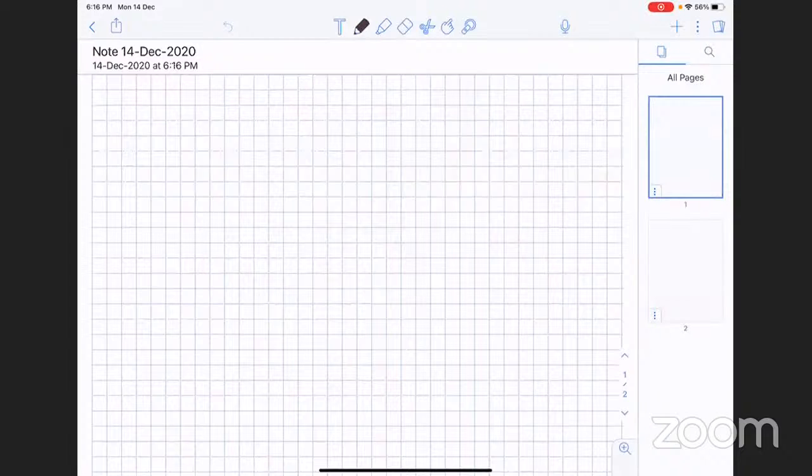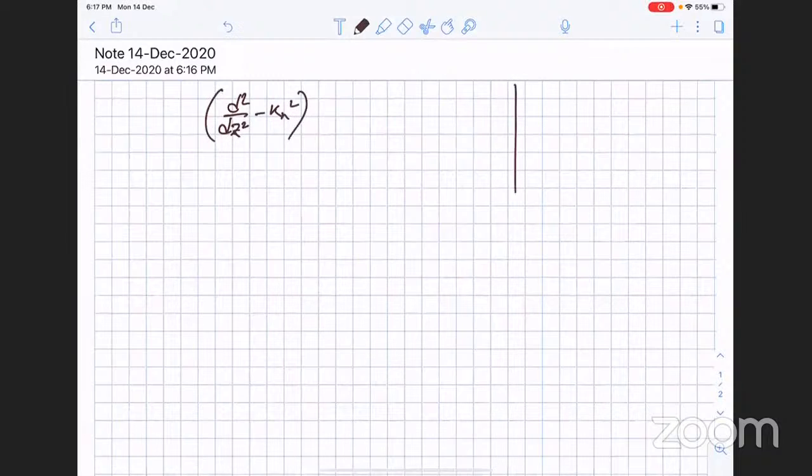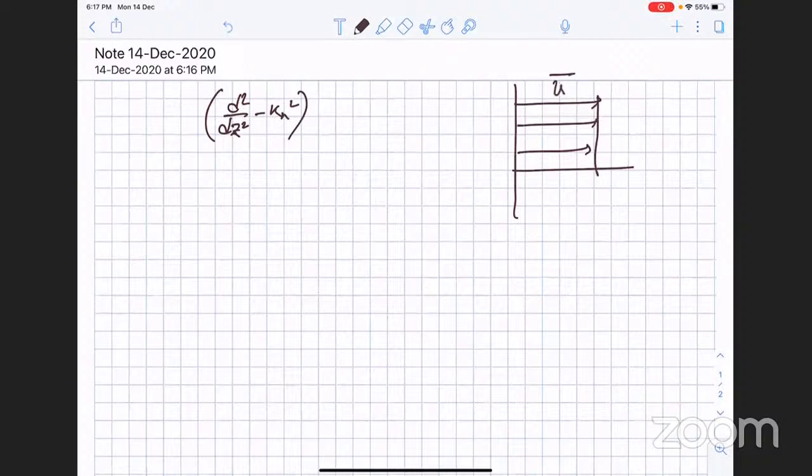Okay, so I'll just work out the algebra here and then go back. I was trying to do it there, but there were too many interruptions. So I have the top layer, which is moving with velocity u, and the bottom layer is at rest. This is my z-axis. This is my x-axis.